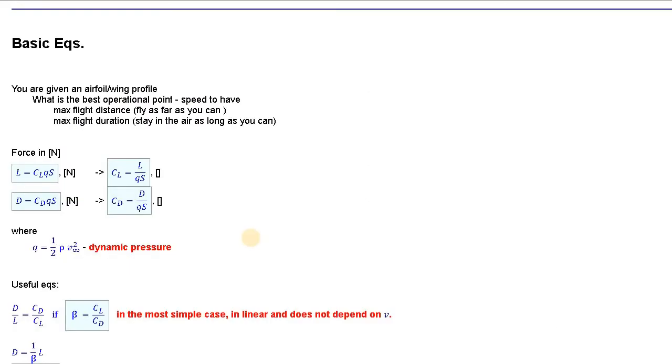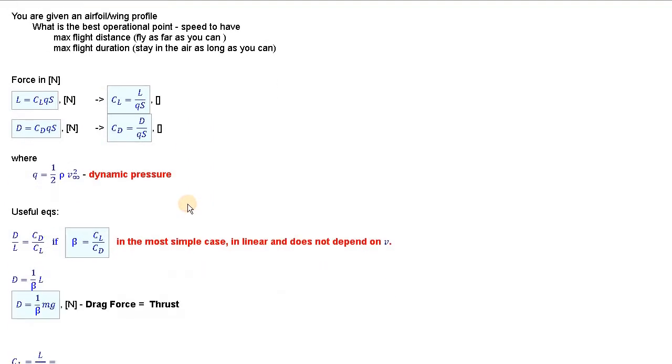and so on. But first let's go back to high school and recall those equations from the previous video. So the lift force is given by this equation, drag force by this equation, lift and drag coefficients follow from those equations. Where Q is dynamical pressure.